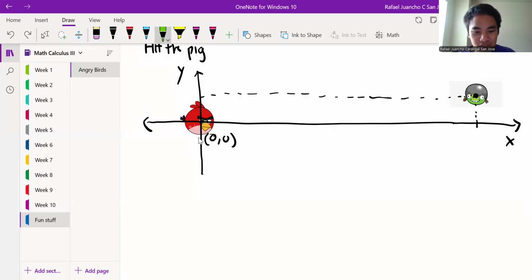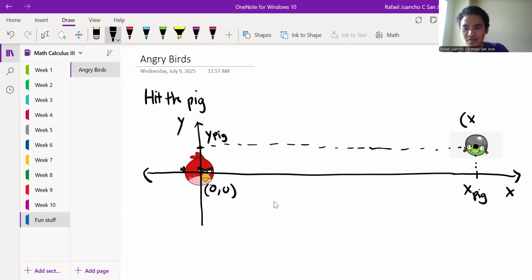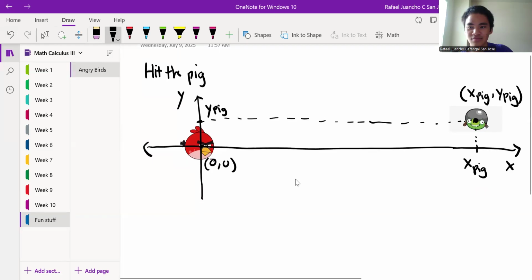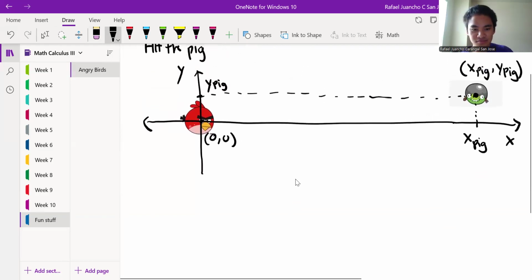So, let's actually try and do that. We're gonna make it general at first, and then plug in some points. The bird is, let's say, at the origin. Let's keep it simple. The pig is at some point, let's just say the pig's x and y. So this has the point x pig, y pig.